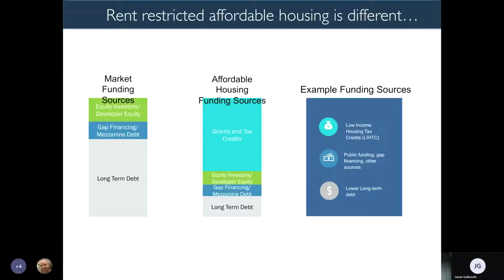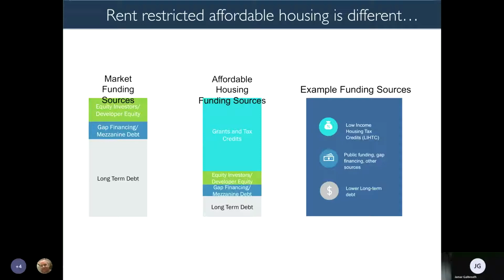So when you're in the open market, you have to have your capital, you've got equity investors, you might have some gap financing, and then you've got your long-term debt. It's relatively straightforward. And most market rate buildings are going to look something kind of like this. When you're in the affordable housing world, you still have those same three foundational pieces, but grants and tax credits are completely critical to making affordable housing work. And a lot of affordable housing strategies will focus on making sure that there's sufficient grant and other types of incentives available to make affordable housing function.